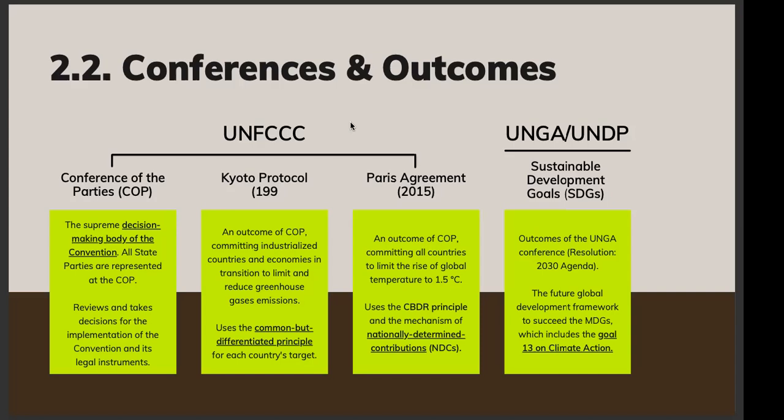The Kyoto Protocol ended in 2015, and afterwards, the Conference of the Parties convened again and created this Paris Agreement. Paris Agreement is also an outcome of the Conference of the Parties, and it commits all countries, not just developed countries or developing countries, but all countries are involved in this agreement, and its target is to limit the rise of global temperature to 1.5 degrees Celsius.